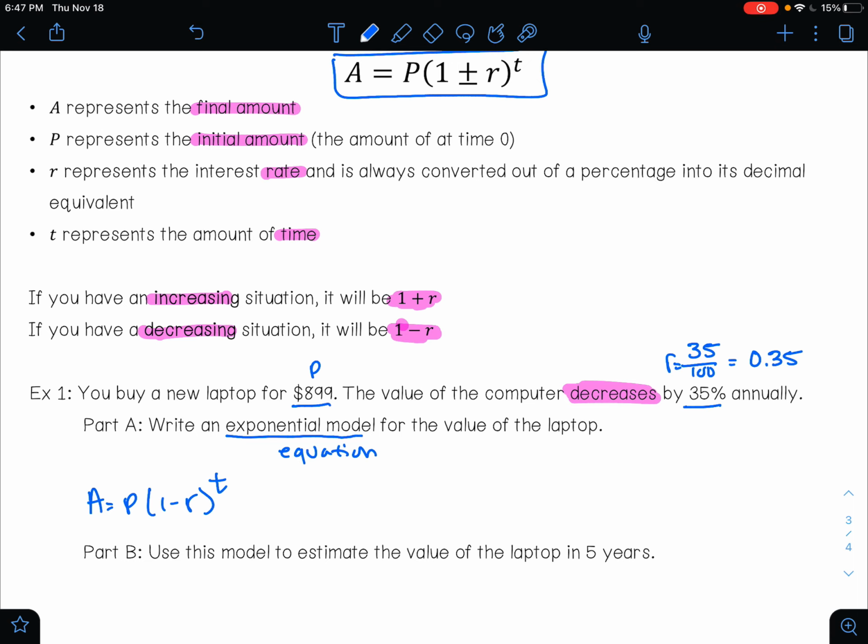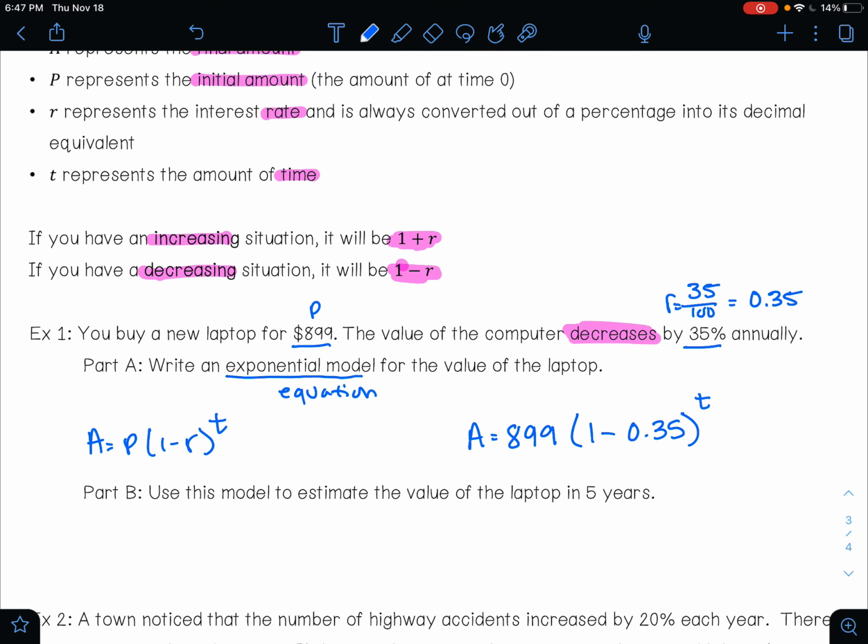For part A, all we need to do is plug in what we know. We know that P is $899. We are subtracting. R is 0.35, and that is going to be raised to the power of T. Part B says use this model to estimate the value if you have the laptop in 5 years. So here T is 5. So I'm going to have A equals 899 times 1 minus 0.35 raised to the 5th power.